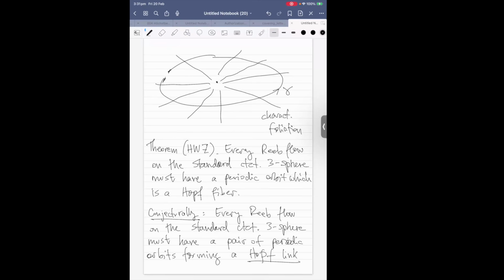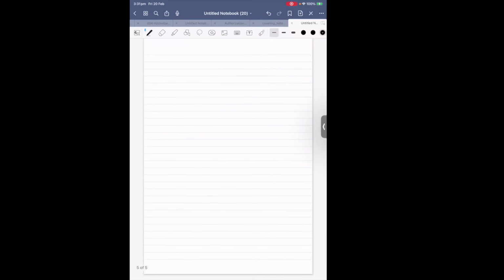So what's a Hopf link? Exactly a pair of periodic orbits which are transversely isotopic as a pair of periodic orbits as you see them in the Hopf fibration. So they are unknotted, they are linked, but not only that, they are transversely isotopic to a pair of Hopf fibers. Okay, both would have self-linking -1 and so on. So as far as I know, there are no examples of Hopf flows in the tight 3 sphere which don't have this structure.